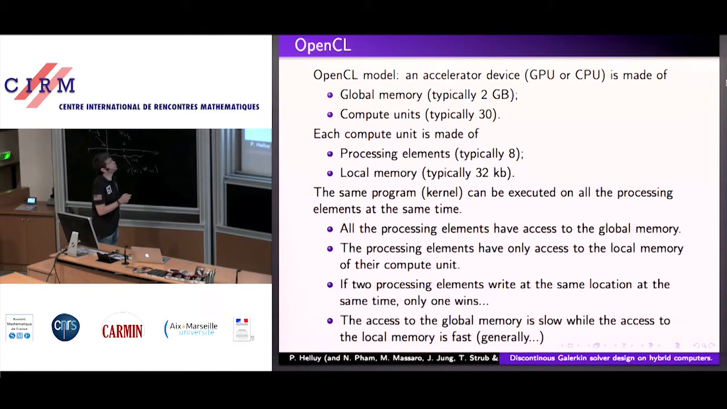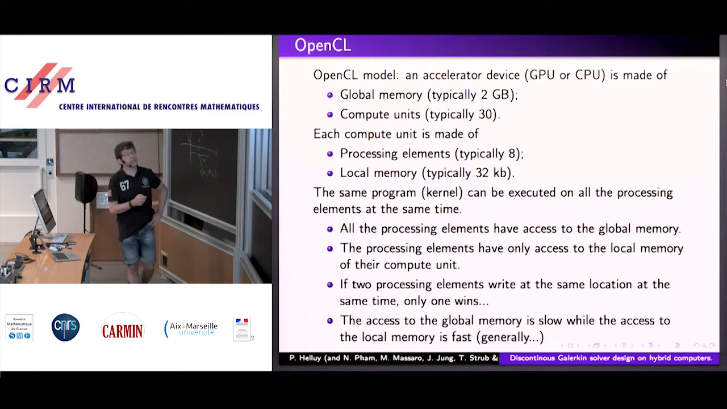And in a compute unit, all the processing elements have access to what is called local memory in OpenCL, and actually it is cache memory. It is a very fast access memory that is shared by all the processing elements in a compute unit. So when you write a program, typically it's a C program, it looks like a C program. The point is that the same C program can be executed on all the processing elements at the same time with a few rules that are listed here.